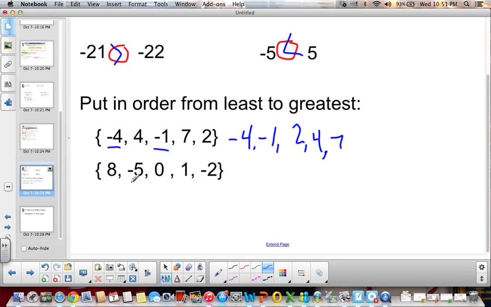Okay, looking again at this one, we have -5 and -2, so I know one of those is going to be my least number. So -5 is actually farther away from 0, and it's less than -2, so we have -5, -2, then we have 0, then we have 1, and then we have 8.